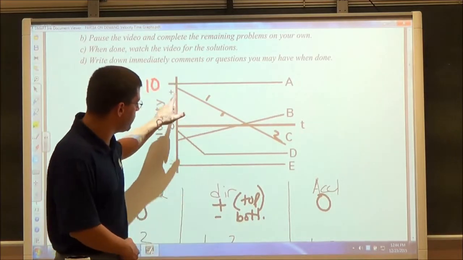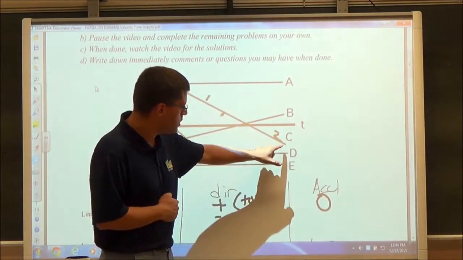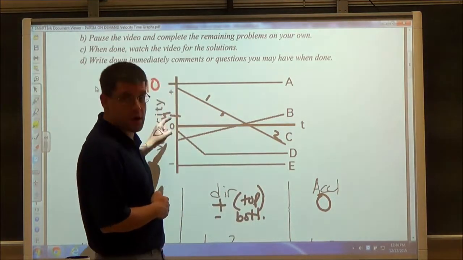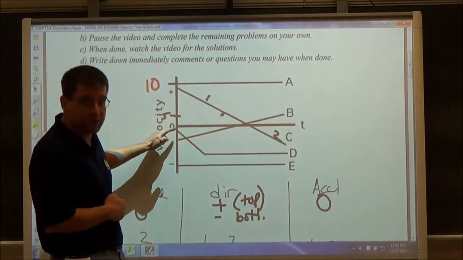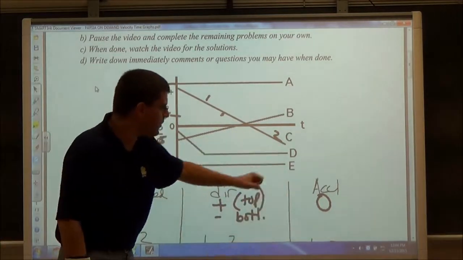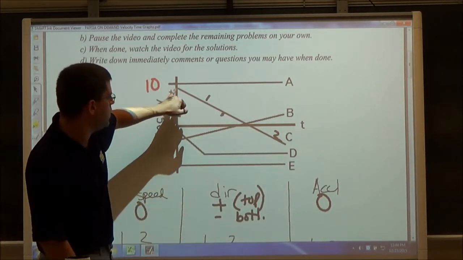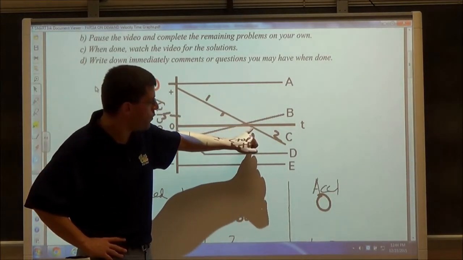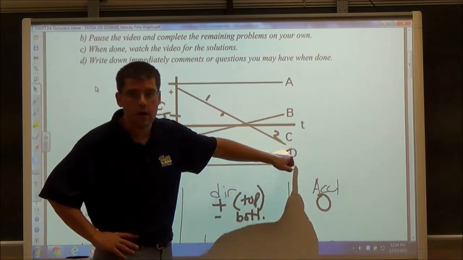Let's analyze part 2. Now here's 1, here's 2. Look at 2 for C. It looks like the number is speeding up. We're speeding up. Bottom quadrant, negative direction. Speeding up in the negative direction. So here, let's tell a story. We're slowing down in the positive direction. Then we are speeding up in the negative direction.